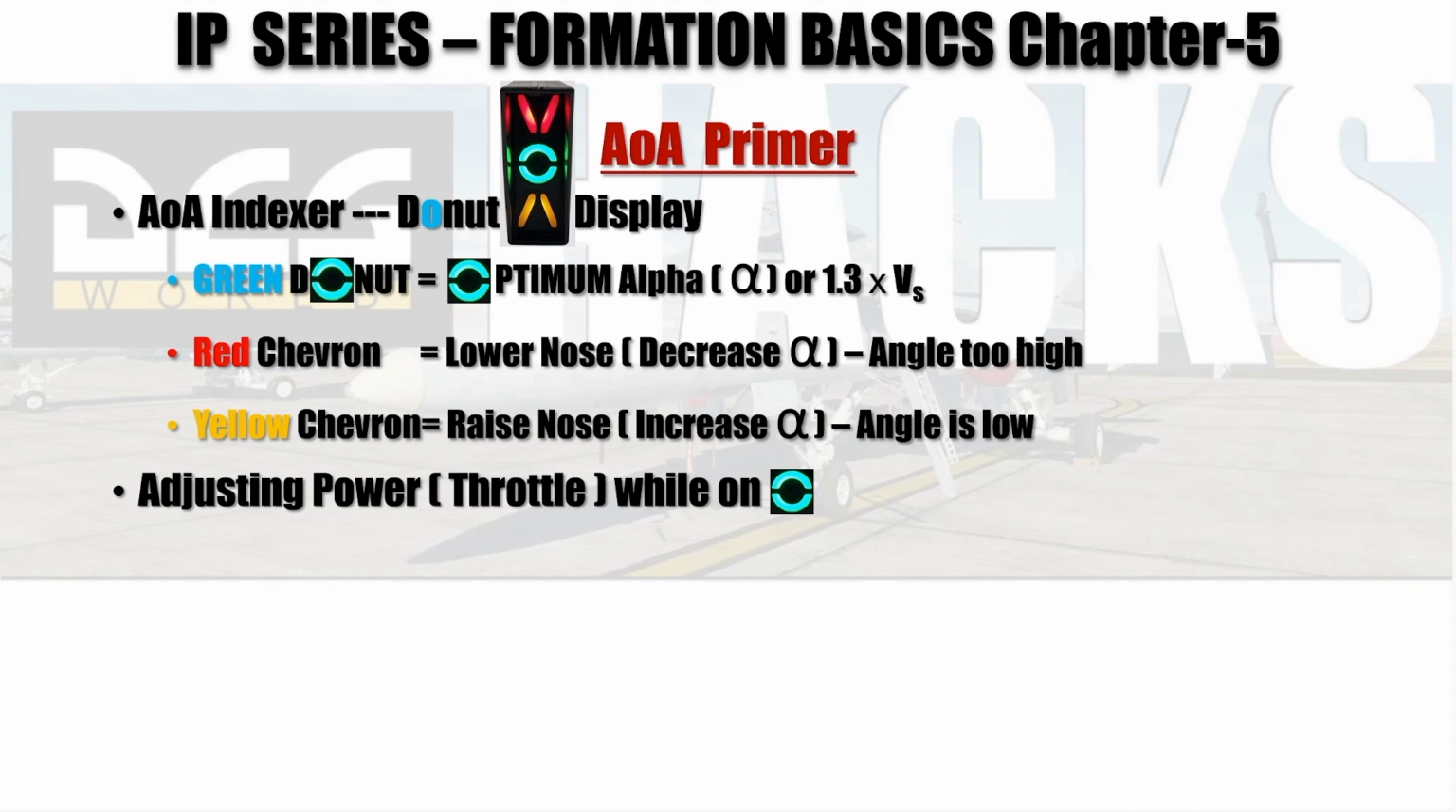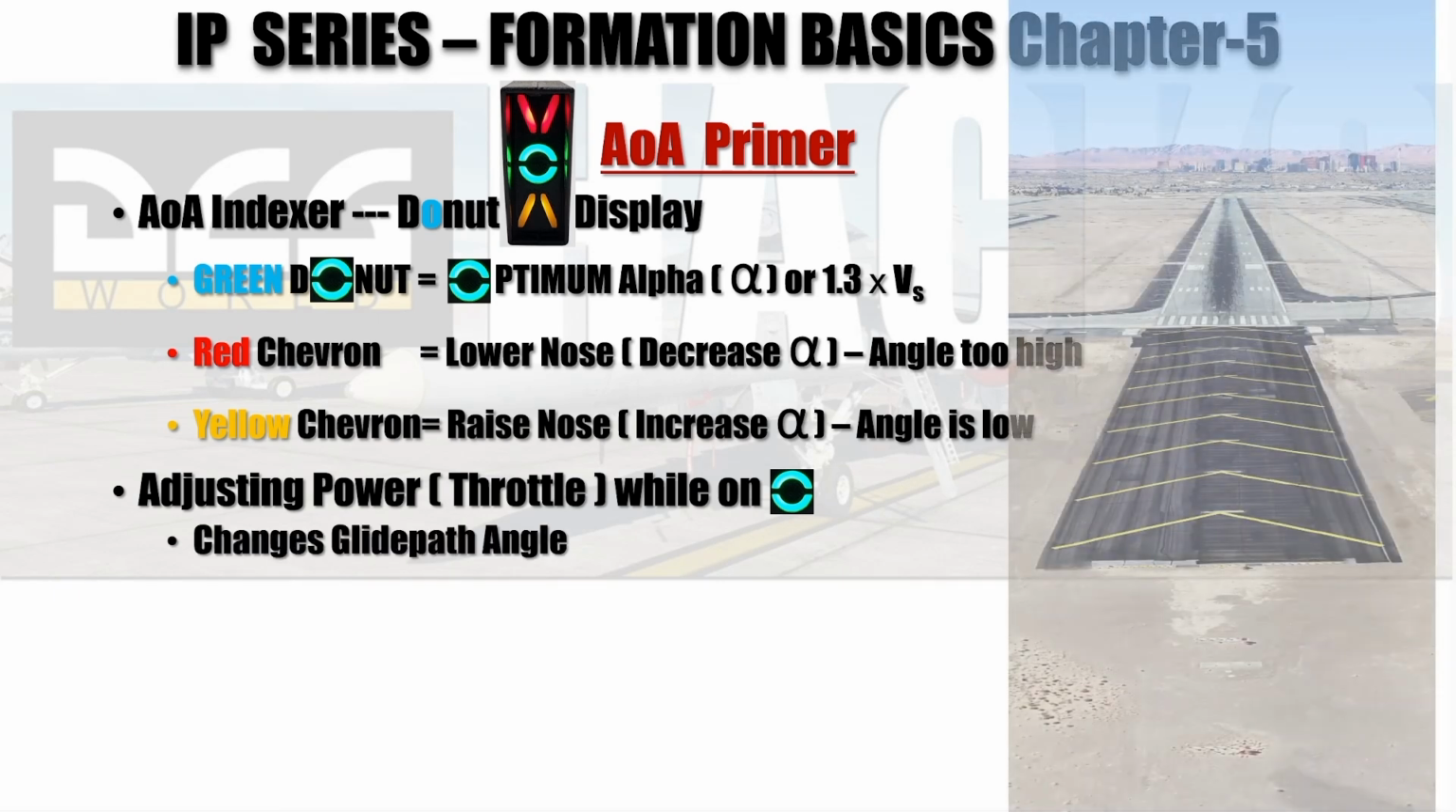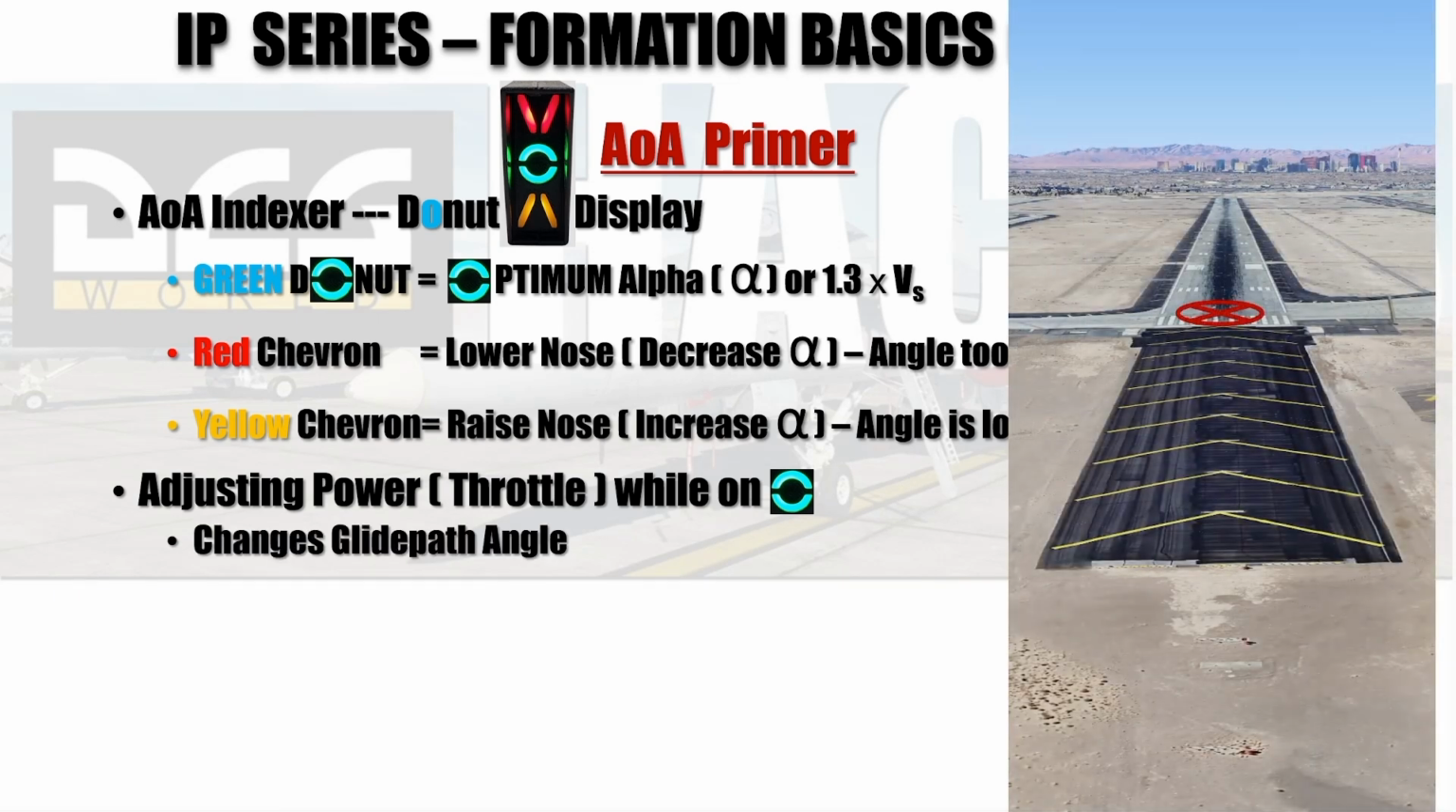Once you have the green donut, you just pitch up or down to maintain the green donut around that final turn. And when you adjust the power, you change the glide path angle of the aircraft.